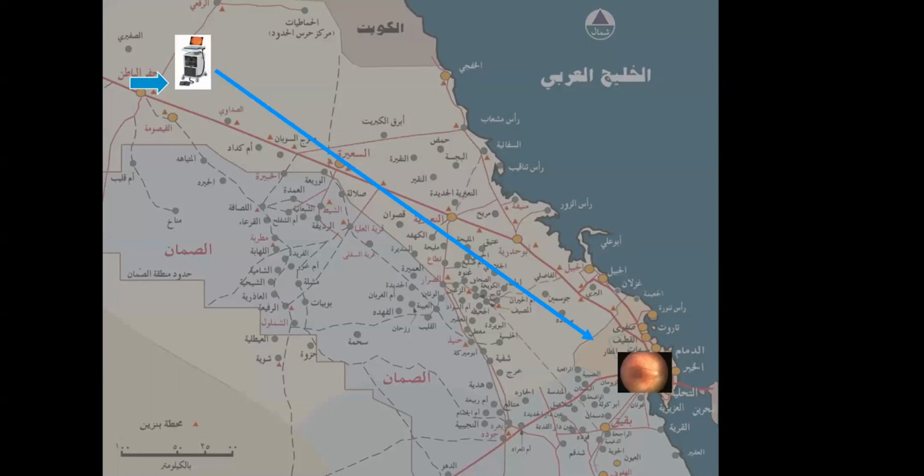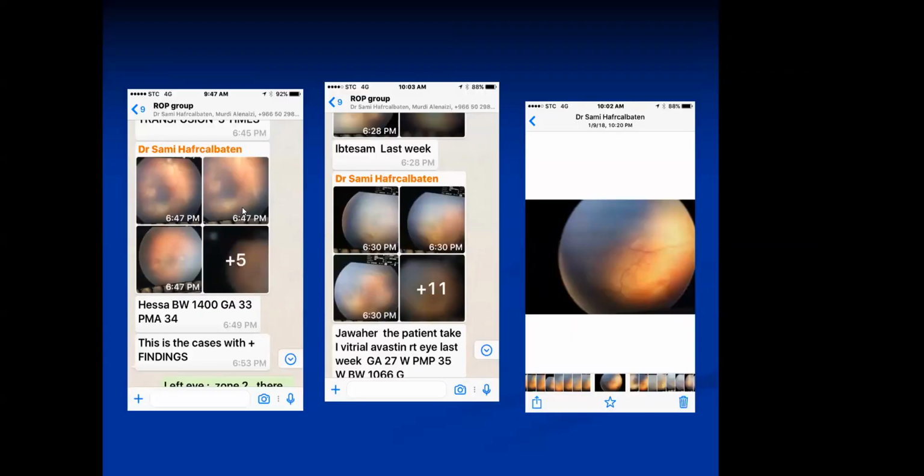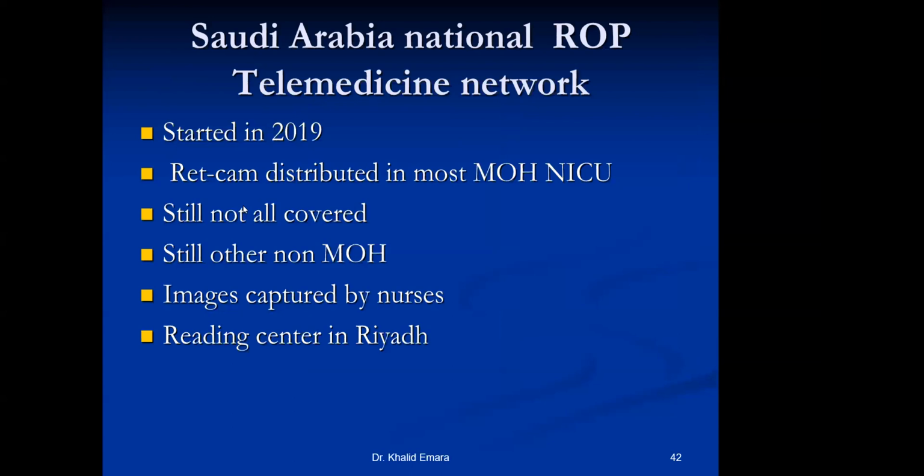The first attempt to make a network was a mini network between Haferbauten and our hospital using a mobile app. This was in 2017. However, the Saudi Arabia National ROP Telemedicine Network started in 2019. This network is, as far as I know, the first ROP telemedicine network over the Middle East.